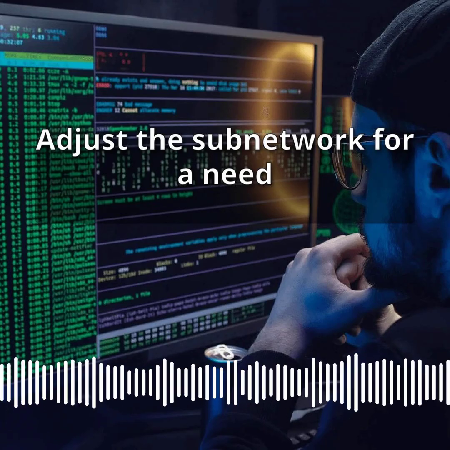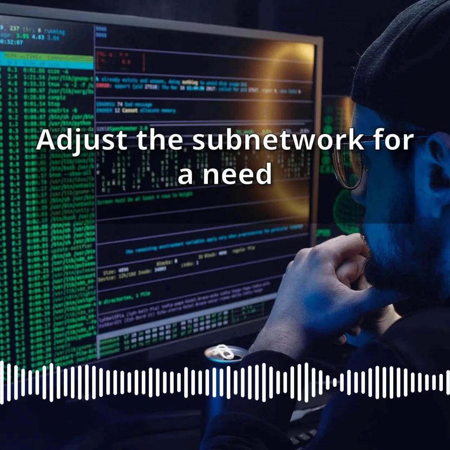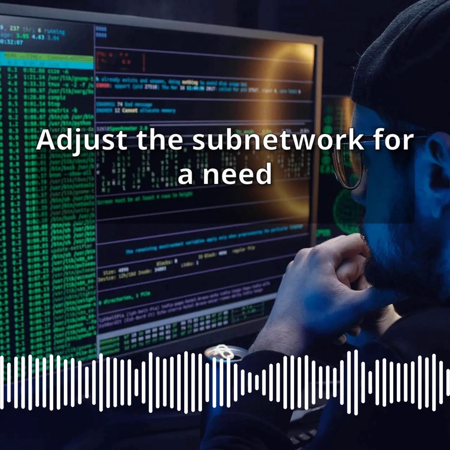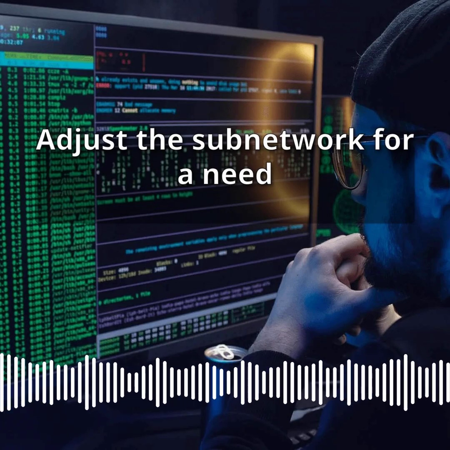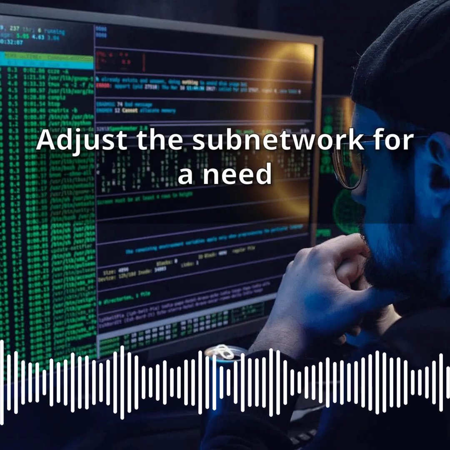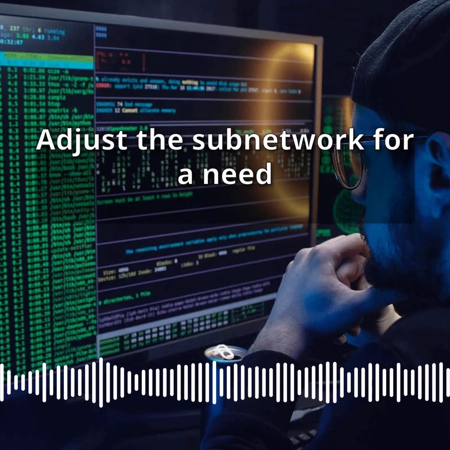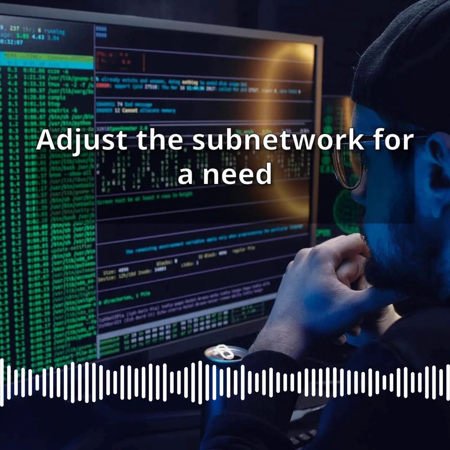The prefix length tells you how many bits are reserved for the network portion, leaving the rest for hosts. A /24 gives you 256 addresses, 254 usable hosts. A /26 gives 64 addresses, 62 usable hosts. A /28 gives 16 addresses, 14 usable hosts, and so on. The fundamental formula is usable hosts equals 2^(32 - prefix) - 2, subtracting the network and broadcast addresses.